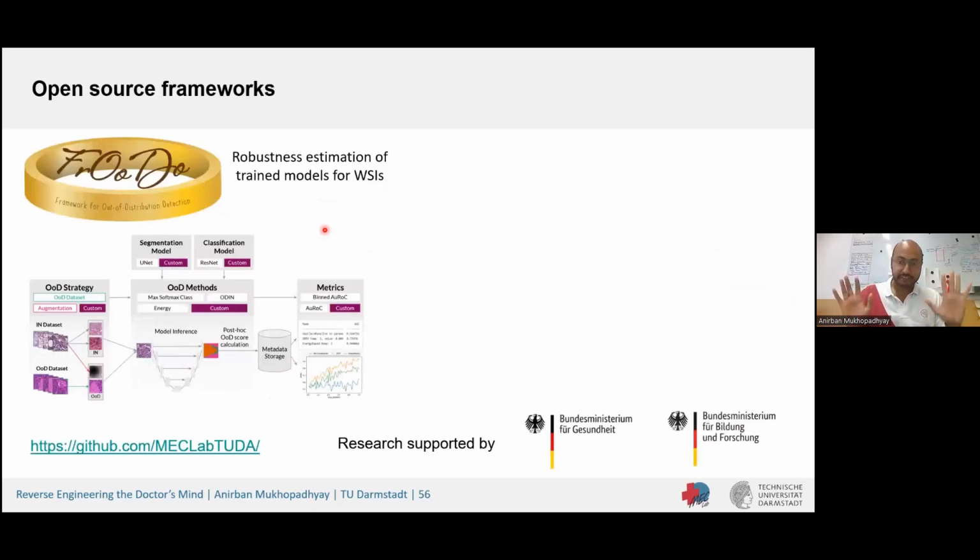We are a publicly funded research group, so we make our software frameworks publicly available. There are two examples. One is called Frodo. There's a long history of why we ended up calling it Frodo, but there is a Twitter post to check. But basically, what it's doing is, again, a post-hoc framework to detect out-of-distribution data for whole slide images. And we are planning to extend it to other modalities as well, so also radiology, also maybe some of the endoscopic datasets. So that's really our hope.